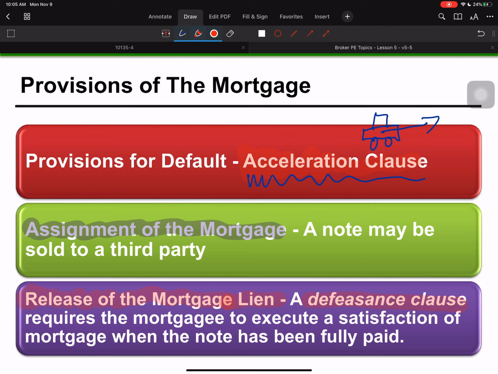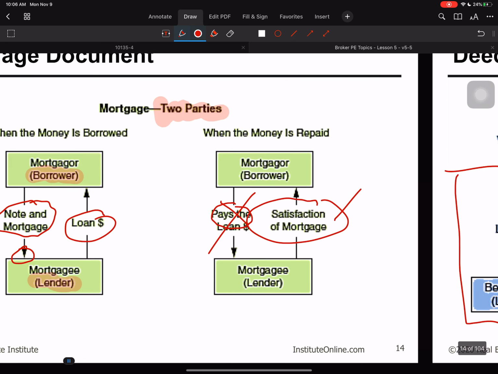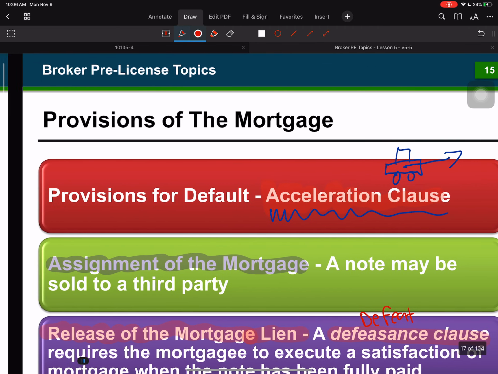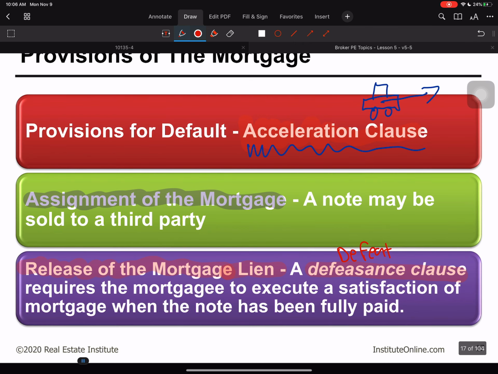Okay, so let's do this. We defeat the mortgage. When we defeat the mortgage, what are they going to give us? They're going to give us something called a satisfaction of mortgage. So when we defeat the mortgage, which is a defeasance clause, we will get a satisfaction of mortgage, which is the release of the mortgage lien.